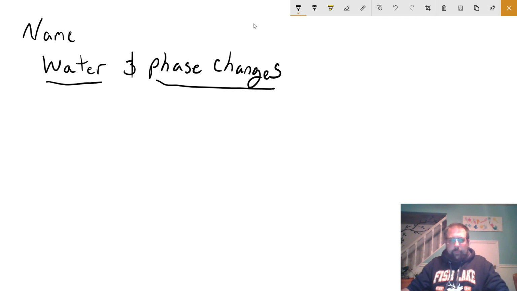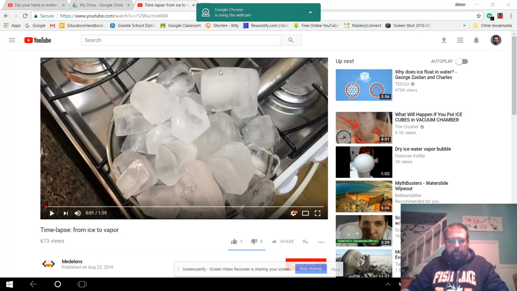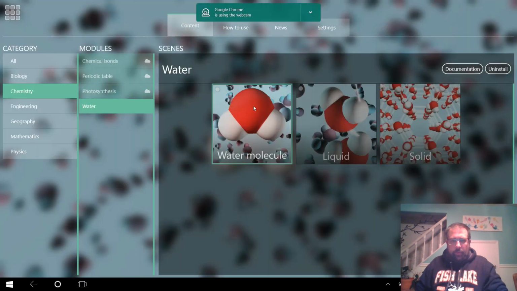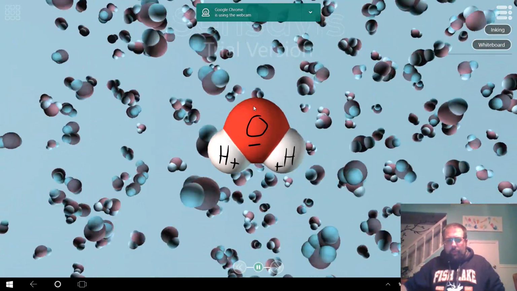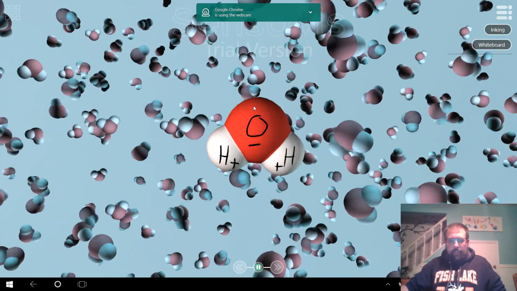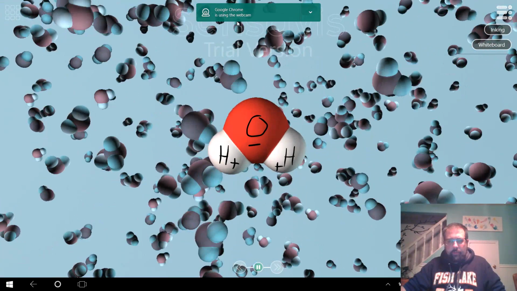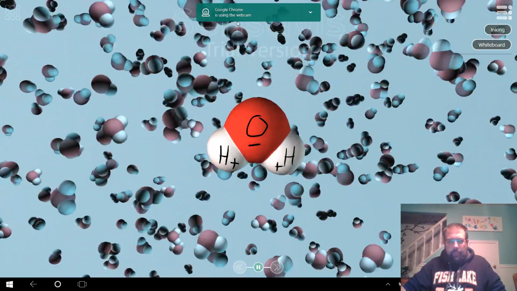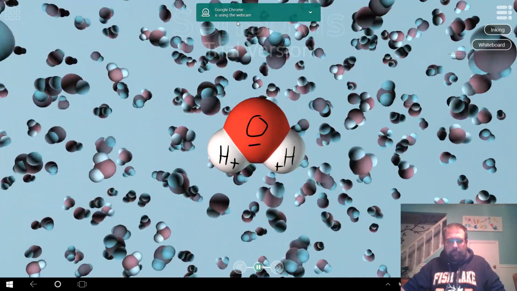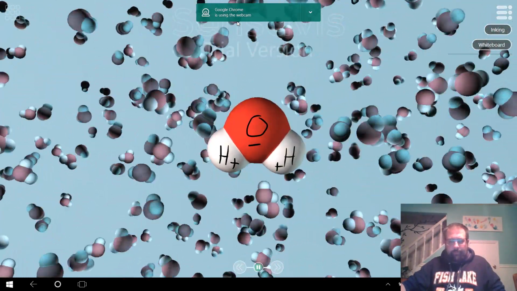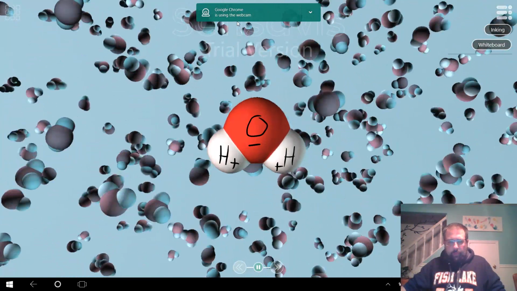Now the first thing we need to do is model water. So let's go ahead and pull that up. What I want you to do is go ahead and draw out a model like I have here. So we have the oxygen. This is the red part, the big molecule, with two hydrogens, which are the white molecules.